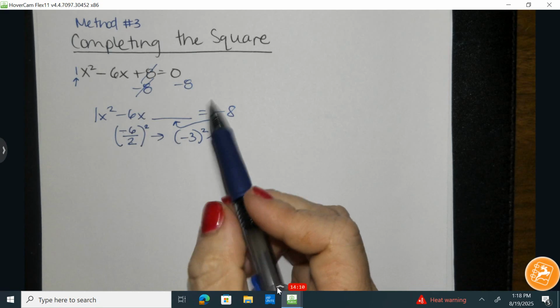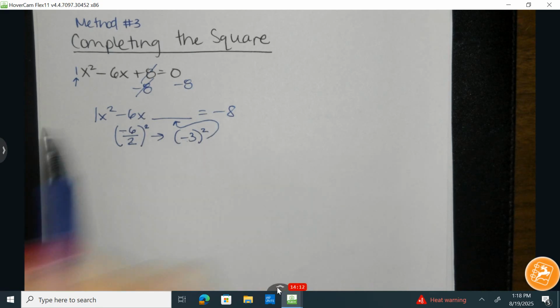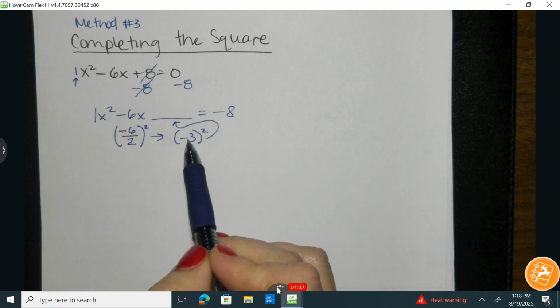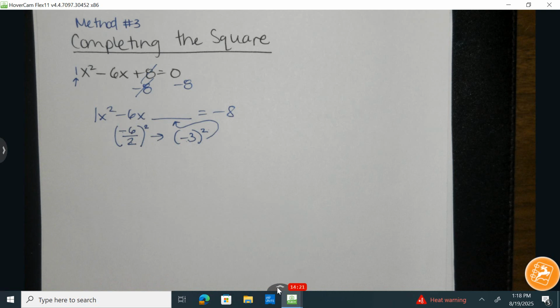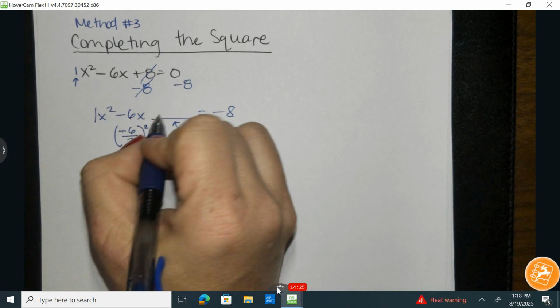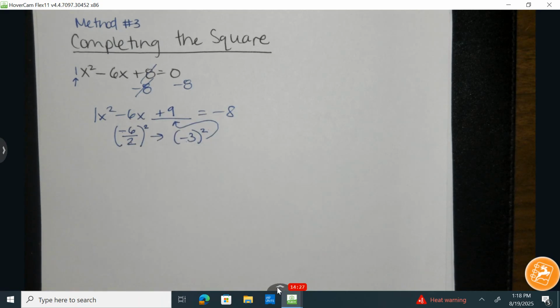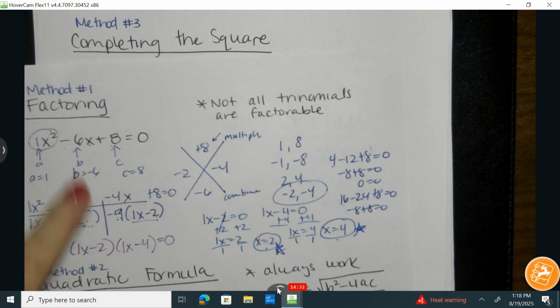Now, little trick here. Whether it's negative or positive, if you take a +3 and you square it, 3 times 3 is 9. And if you take a -3 and you square it, -3 times -3 is also +9. So the value may change, but the symbol right here will always be positive. So +9.